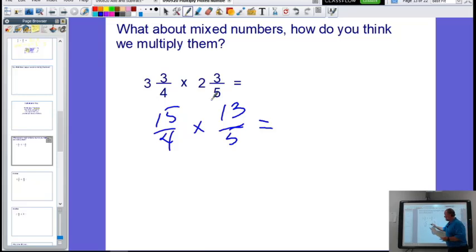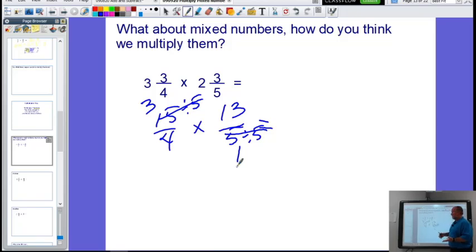Okay, so I look here and I see this 15 and I see this 5. They have a 5 in common. I could divide them both by 5. So if I were to divide this 15 by 5 and divide this 5 by 5, this 15 divided by 5 is going to turn into a 3. This 5 divided by 5 is going to turn into a 1. Now, in this particular problem, that's all we can do. But if you had other numbers that could simplify, then you could simplify those as well.